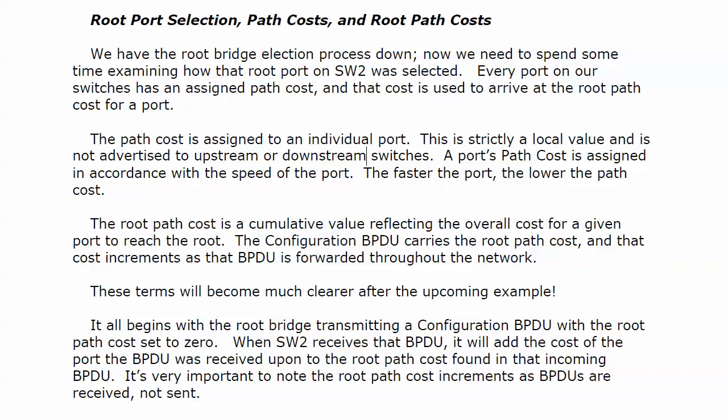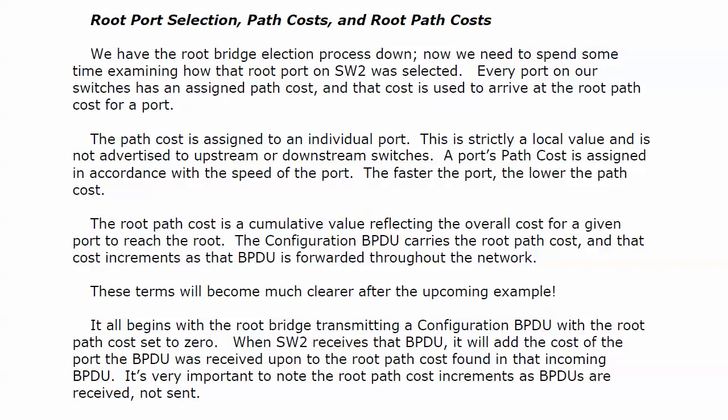Now, how did we get those costs, or how did we get to that root port on switch 2? Because there was a FastEthernet 1/1 and a FastEthernet 1/2, and we know that it chose 1/1 as the root and 1/2 was then blocked. Well, every port on our switches has an assigned path cost, and that cost is used to arrive at the root path cost for a port. So we've got two terms that sound a lot alike here: path cost and root path cost.